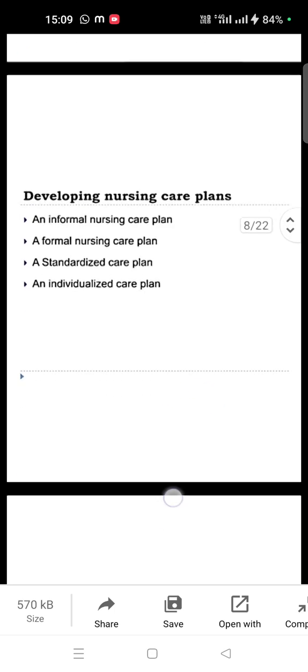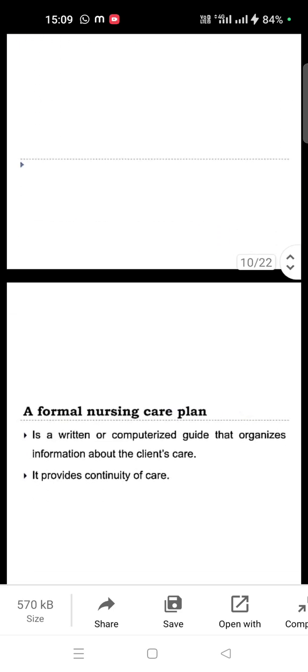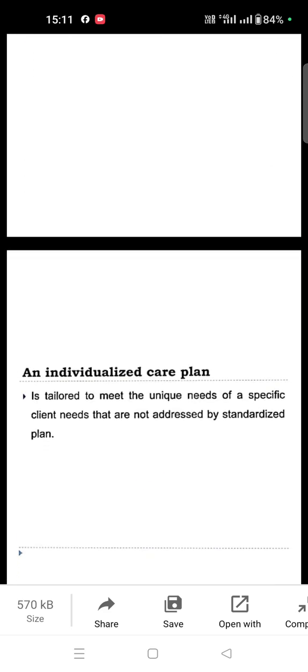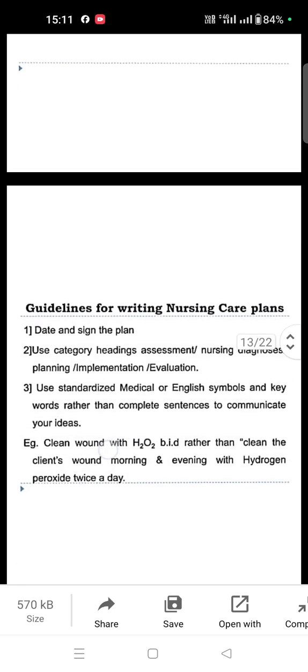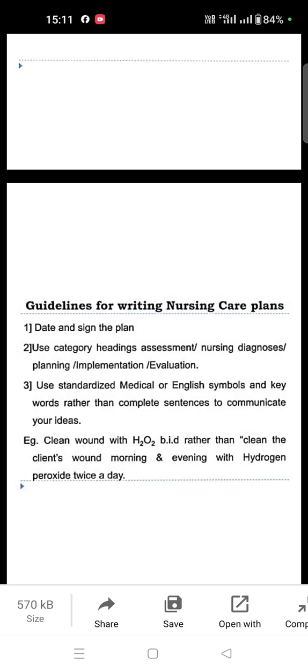Developing the nursing plan: there is the informal nursing care plan, the formal nursing care plan, the standardized care plan, and the individualized care plan. An informal nursing care plan is a strategy of action that exists in the nurse's mind. What is a standardized care plan? It is a formal plan for groups of clients with common needs. An individualized care plan meets the individual patient's needs and does what is needed.